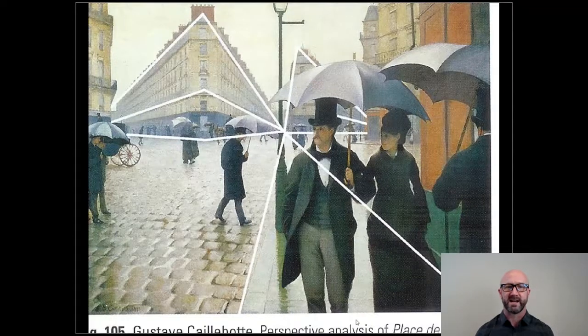Here's that diagram, right? So in this case, the one-point perspective is on this horizon line, and it generates the sidewalk. And two-point perspective is used to generate this building over here. It's just a way that the artist can create that illusion of three-dimensionality.